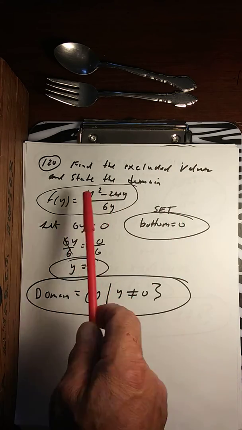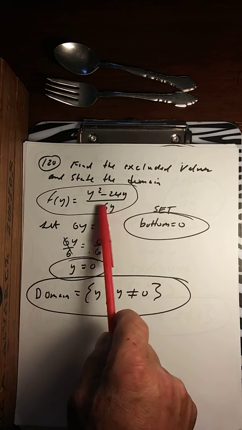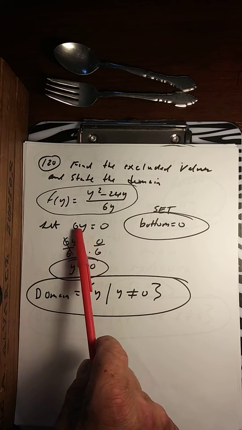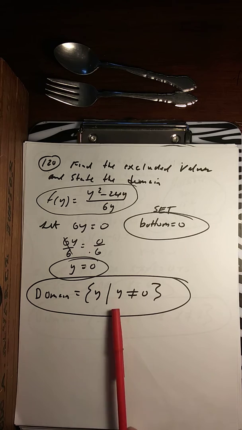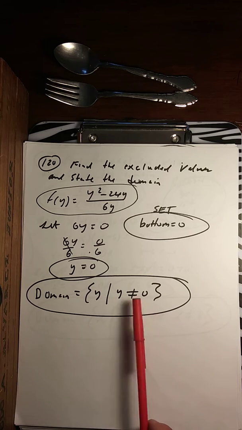Find the excluded values and state the domain. So again, same thing. You can't have 0 in the bottom. So it says 6y equals 0. Divide by 6, so y equals 0. So the domain is y such that y is never going to be what? Not equal to 0.